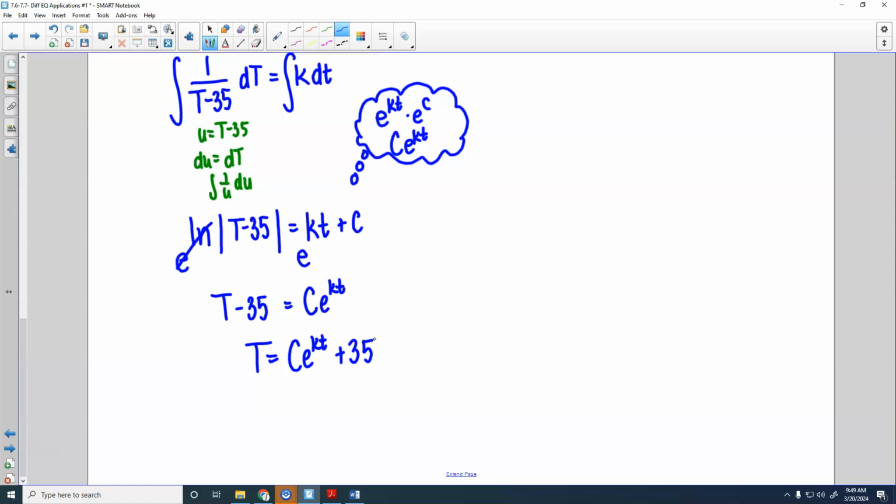And we're going to stop right here. We've got our differential equation solved, but obviously we haven't figured out the answer to the question yet, but we're out of time.